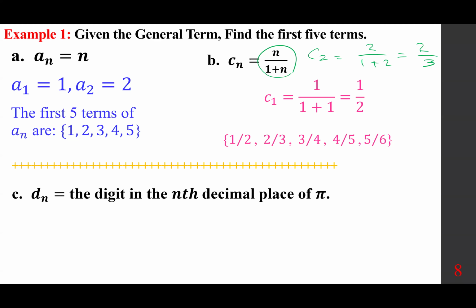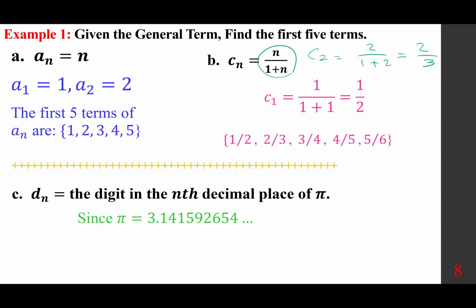D sub n equals the digit in the nth decimal place of pi. Please understand, pi is not equal to 3.14. It is approximated by that. So it's 3.14159, and it continues indefinitely.